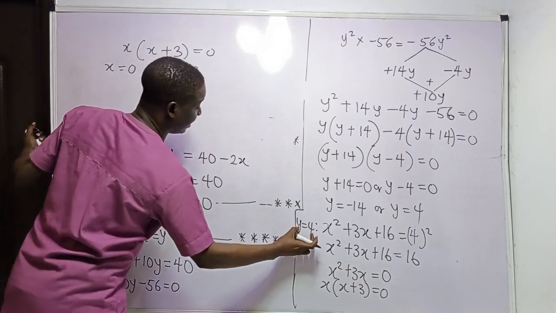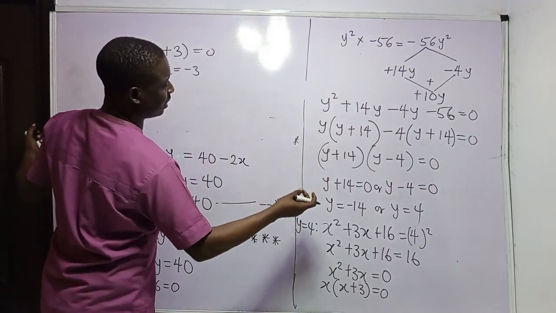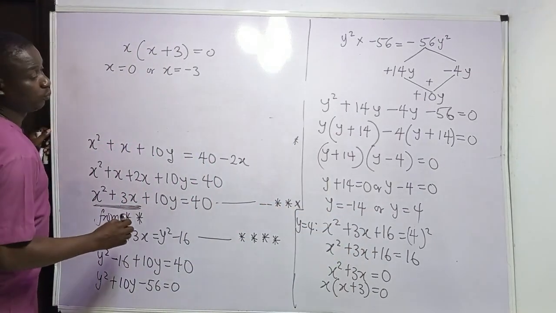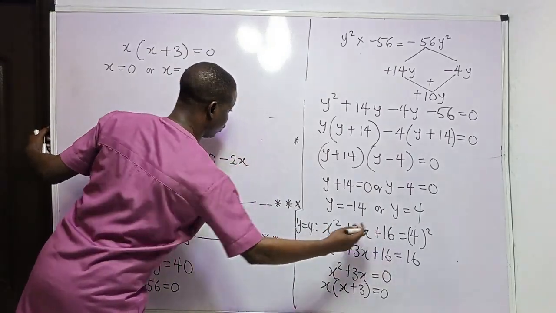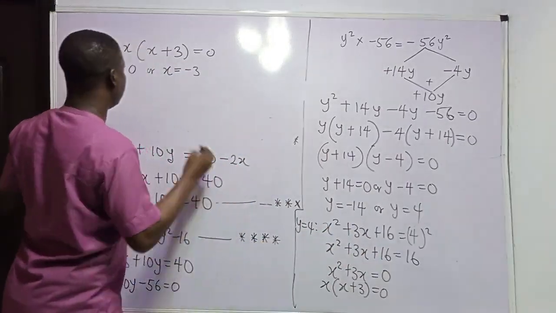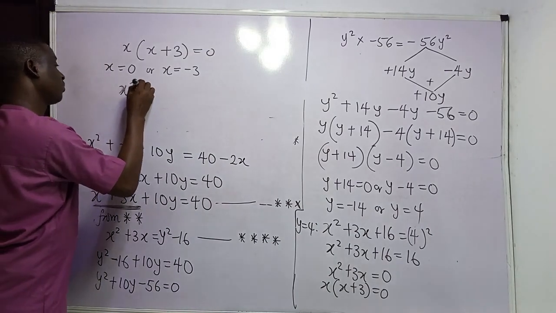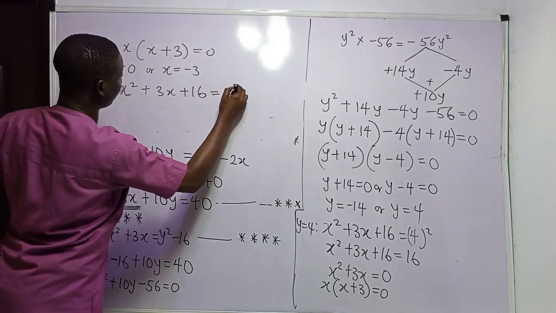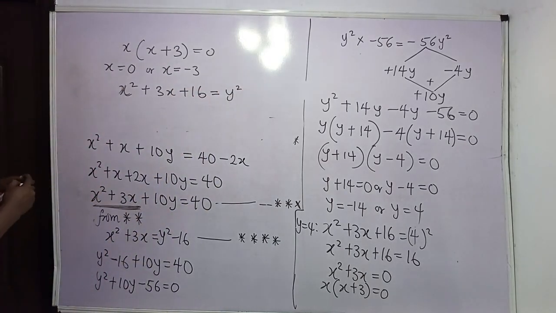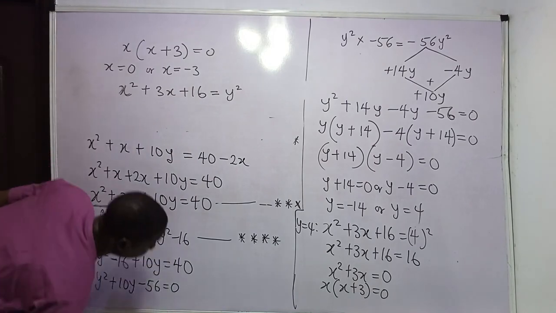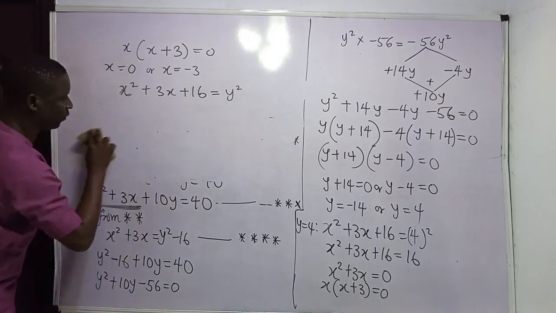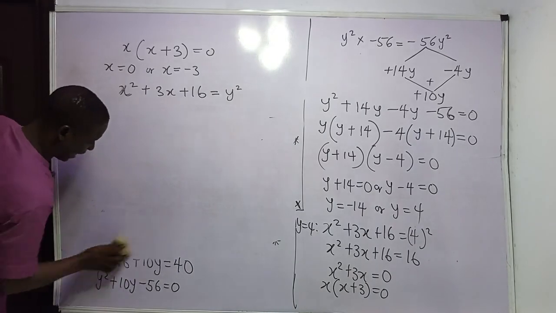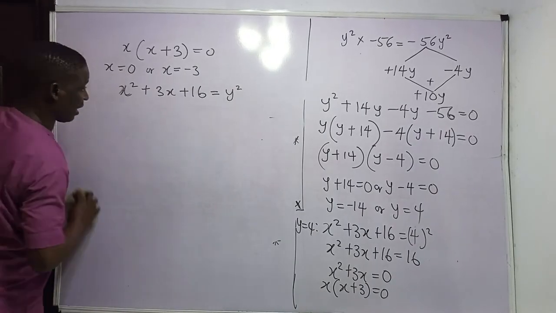That is not our two answers we are going to get. We have just used y equal to 4. What is the second value we use? y equal to minus 14. So we put it into that equation again: x squared plus 3x plus 16 equal to y squared. If you put it there, you are going to have another two values of x, which will now give us our final answer.